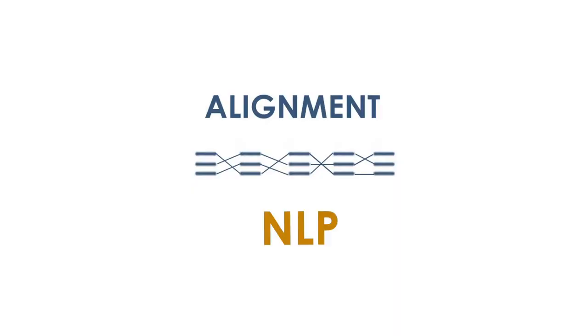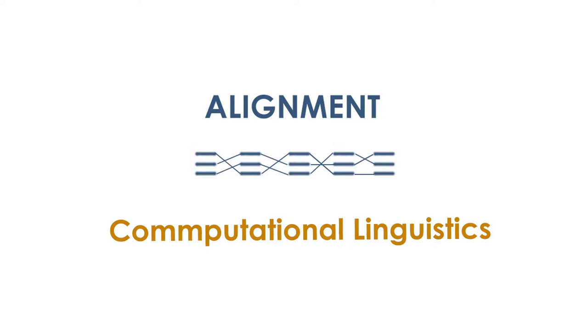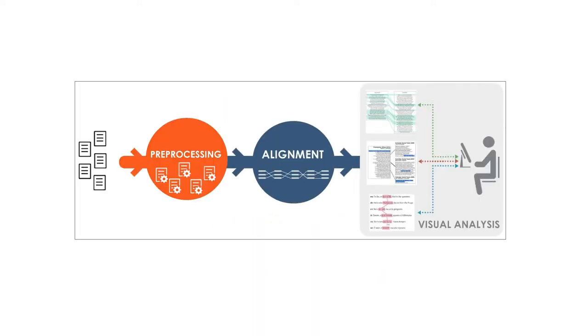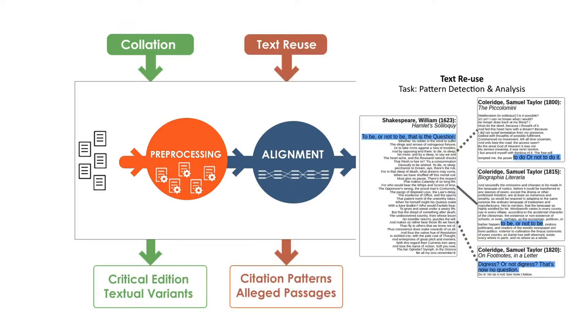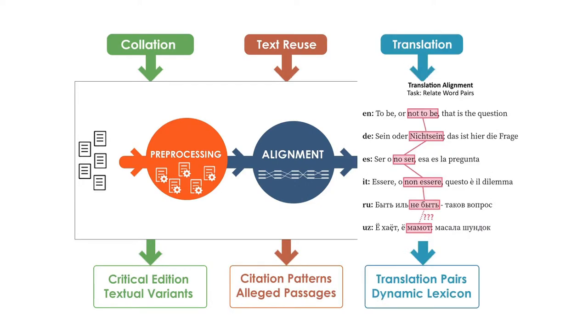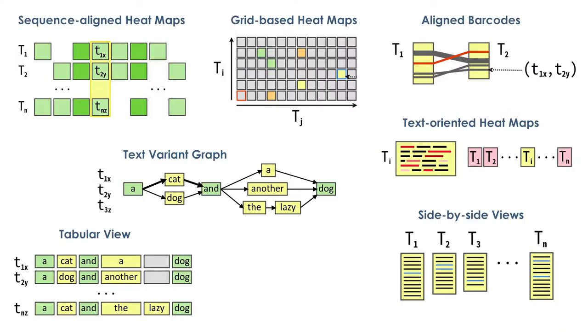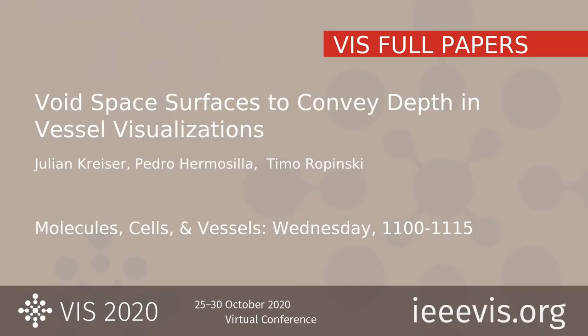Text alignment is a fundamental technique in many text-related domains. In this survey, we cover three text alignment scenarios: collation task, text reuse detection, and translation alignment. On the basis of those scenarios, we reviewed the existing text alignment visualization approaches and discussed their advantages and drawbacks. We finally derived design implications and shed light on related future challenges.